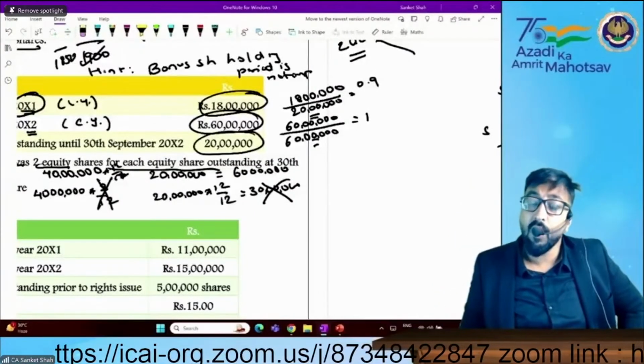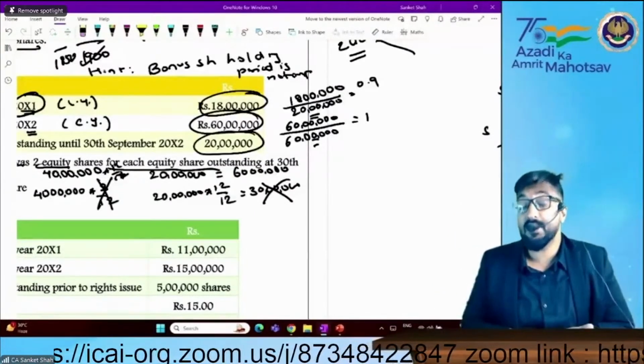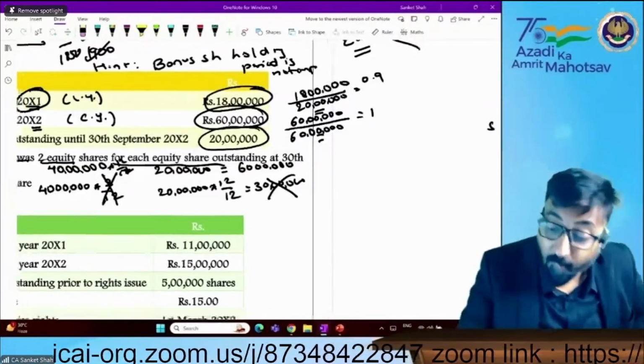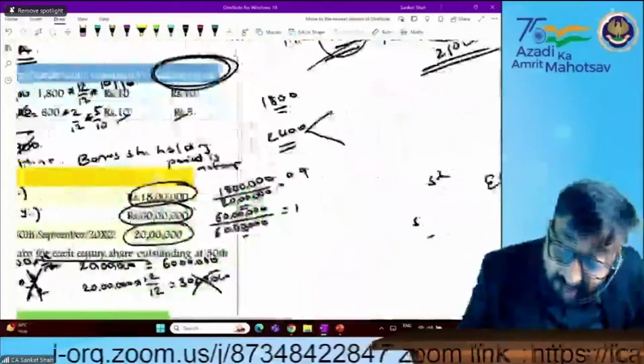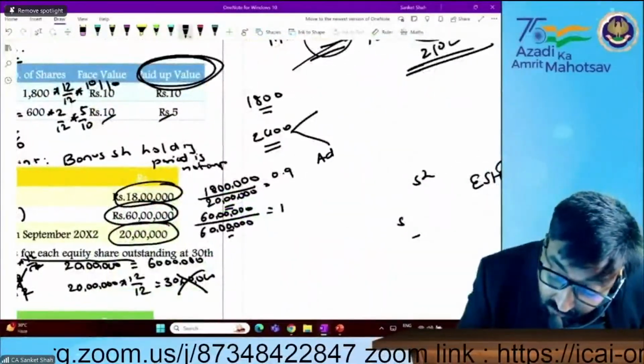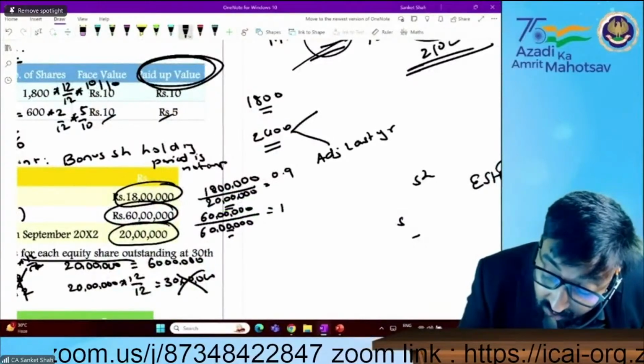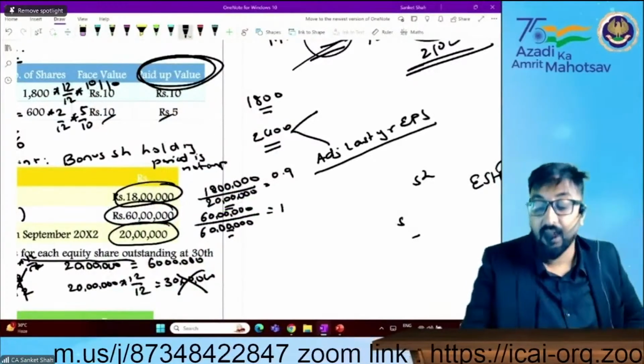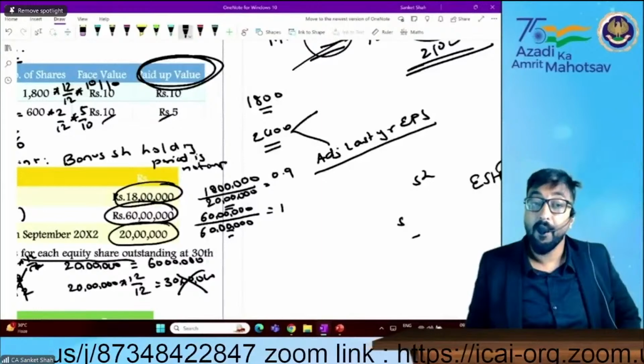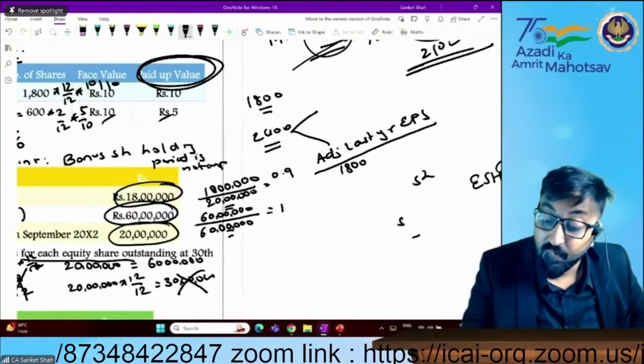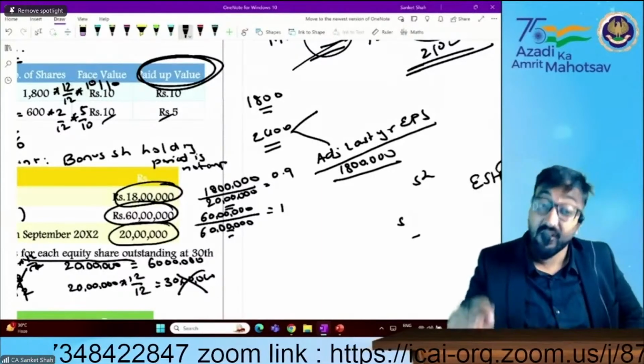Sir, then how to compare? Because comparison is a must. And therefore, we will adjust last year EPS. What we are going to do? Adjust last year EPS. How? Sir, assume the bonus is declared in the last year itself.